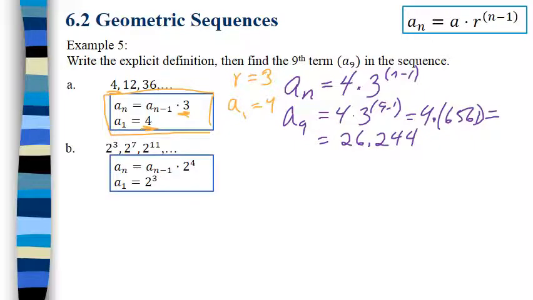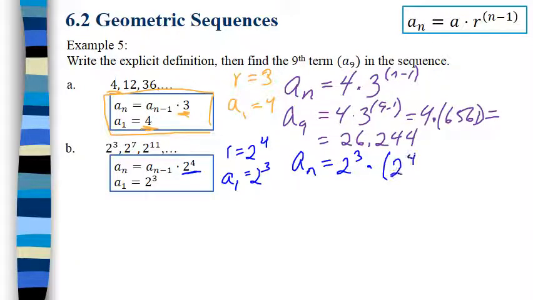Let's try another one. In this example, everything had a base of 2, so we're going to leave all of our answers in base 2. We know our common ratio is 2 to the 4th by the recursive formula, and we know our starting a sub 1 is 2 to the 3rd. So to put that in an explicit formula, a sub n equals 2 to the 3rd, times r, which is 2 to the 4th, raised to the n minus 1.